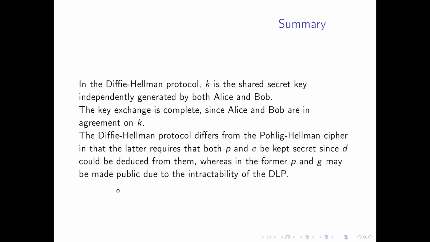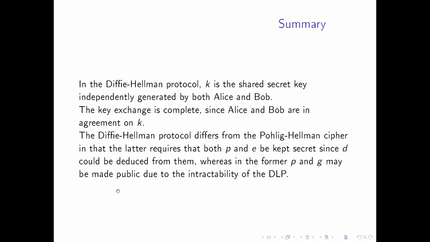And the key thing is this is different than the Pohlig-Hellman cipher, which requires a P and an E to be kept secret. In the Pohlig-Hellman, I need the P to be kept secret and the E to be kept secret, because otherwise D is easily figured out. If I know both those things, then D is easy and the whole purpose is lost.